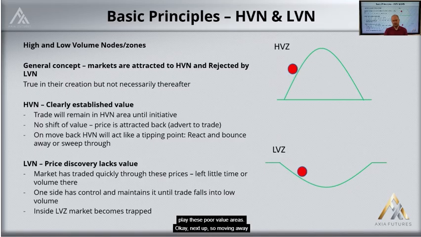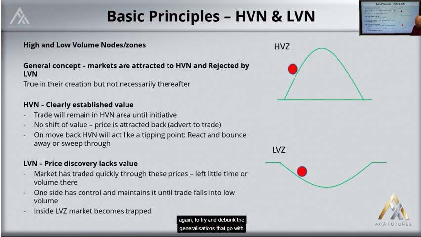Okay, next up, so moving away from value areas as such, and looking now at what we call a high volume or low volume node, high volume, low volume zone. So difference being specific price versus a general area. And I'll talk about the little diagrams with balls on it. It's not a physics lesson. We'll talk about that in a little moment.